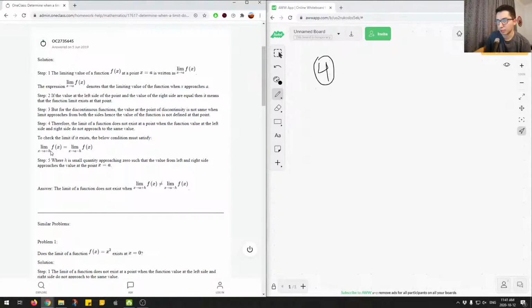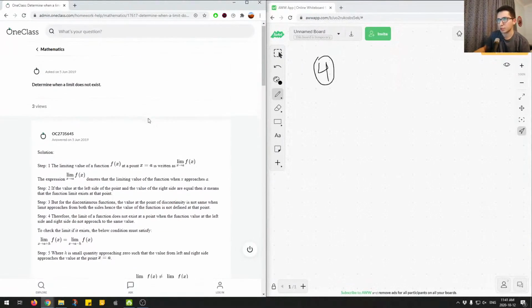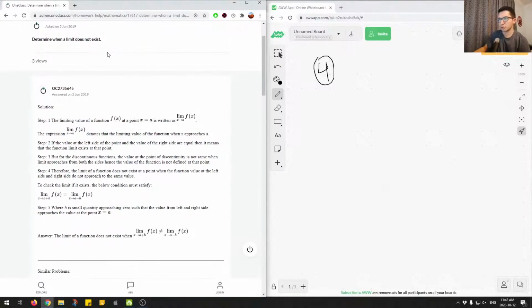So a plus h, which is a very small number, has to be equal to a minus h. So a very small number to the left, a little bit to the left and a little bit to the right of the value of a, needs to be equal for the limit to exist. So this is the correct definition of determining when a limit exists and when a limit does not exist.